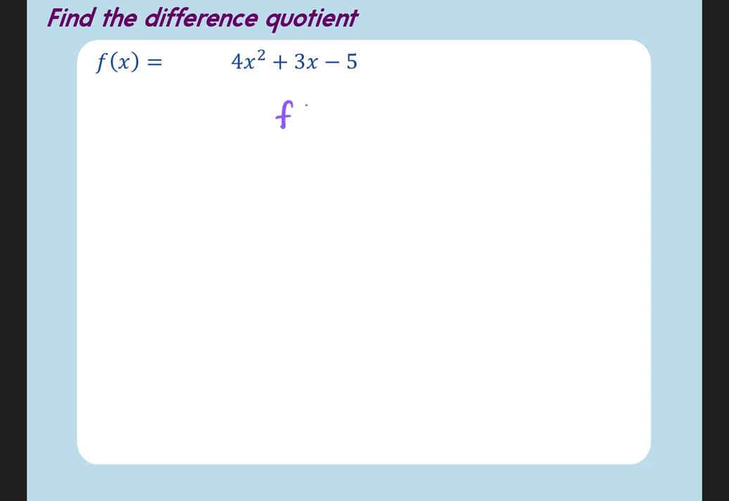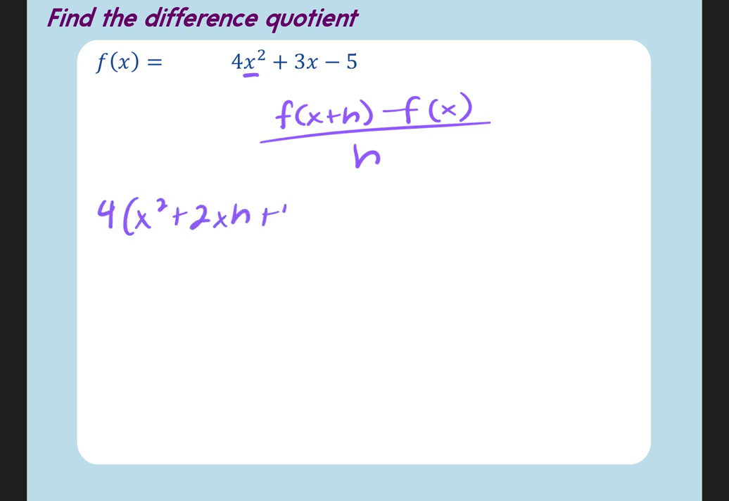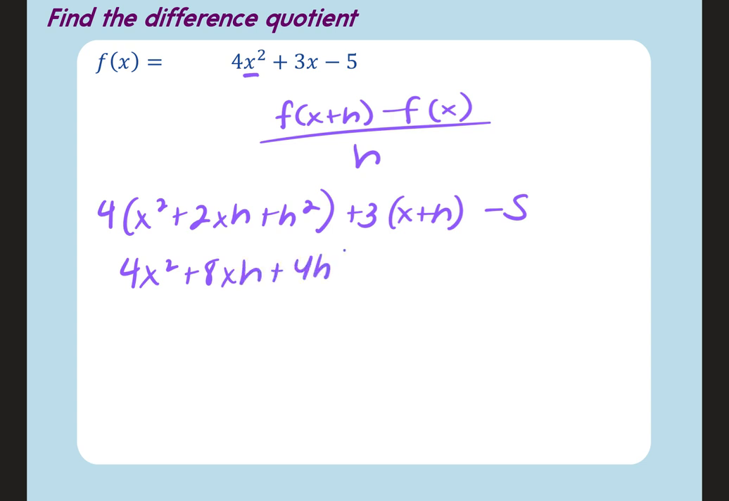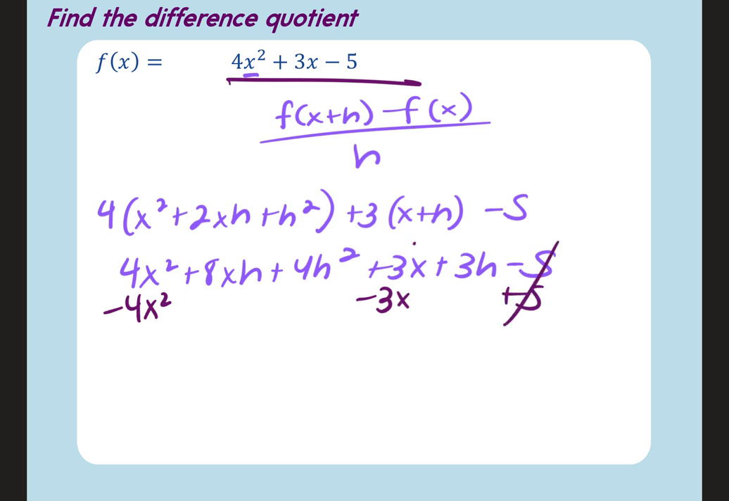Your difference quotient is f of x plus h minus f of x, all over h. It's squared, it's going to be squared. That's x squared plus 2xh plus h squared, plus 3 times x plus h, minus 5. I'm going to distribute. Then when I go to subtract it, I would line them up. It's minus 4x squared, minus 3x, and plus 5. And then put them all over h.